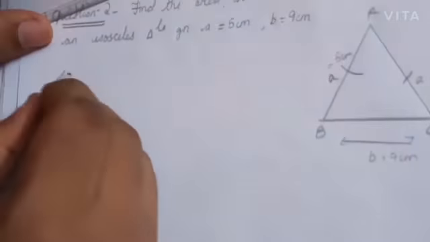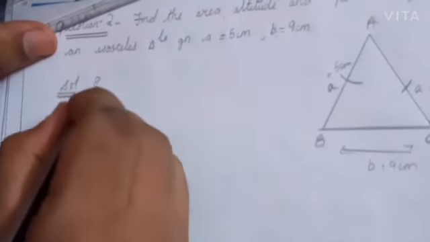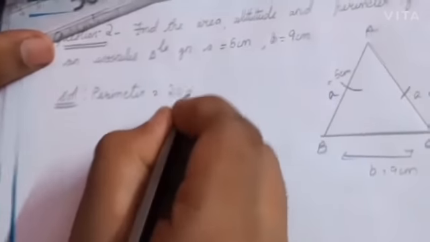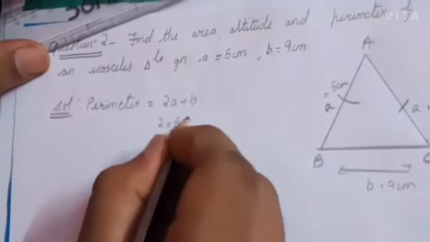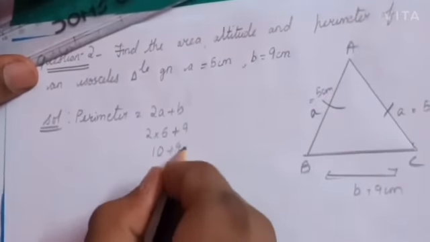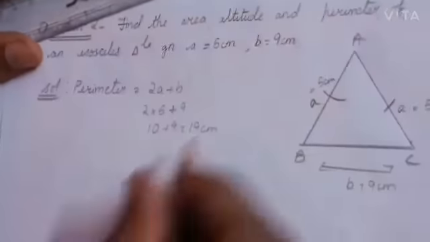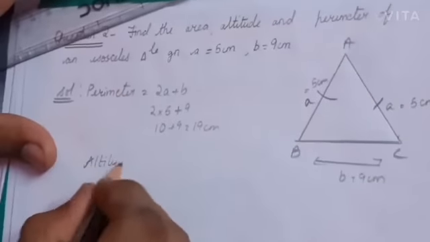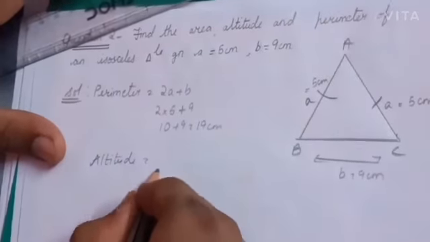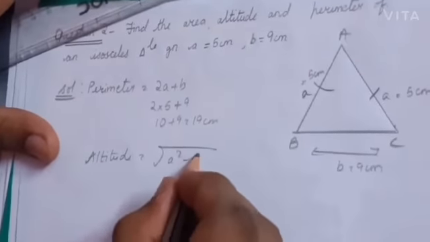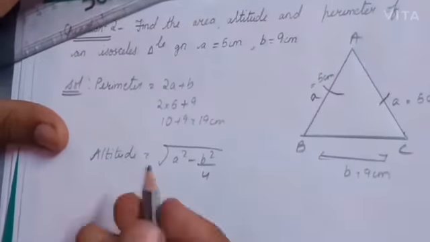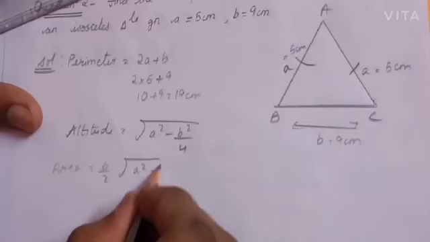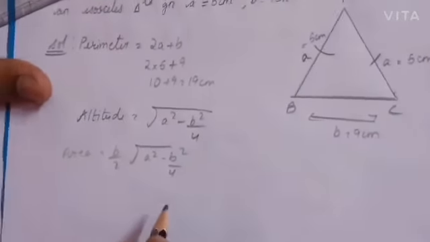First let us find the easy one, the perimeter. What is the perimeter? We have learned, it is 2a plus b. So 2 into 5 plus 9, 10 plus 9 equals 19 centimeters. Before finding the area, we have to find the altitude, right? What is the formula for altitude? It equals root over a square minus b square by 4. Or you can substitute the value in the area formula also, that is b by 2 root over a square minus b square by 4. So I am substituting in the area formula.